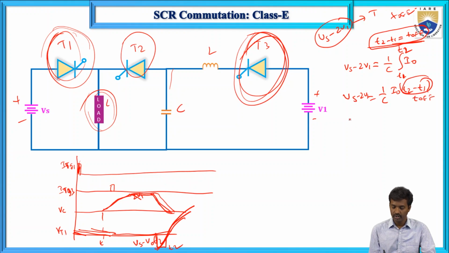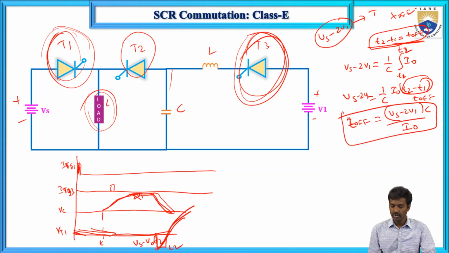T off, the turn off time, equals Vs into minus 2V1 into C by I0. So this is the circuit turn off time, the SCR turn off time. This value depends on the load voltage, the capacitor, and the auxiliary voltage supply. This is regarding class C commutation. In this way the SCR will be turned off.